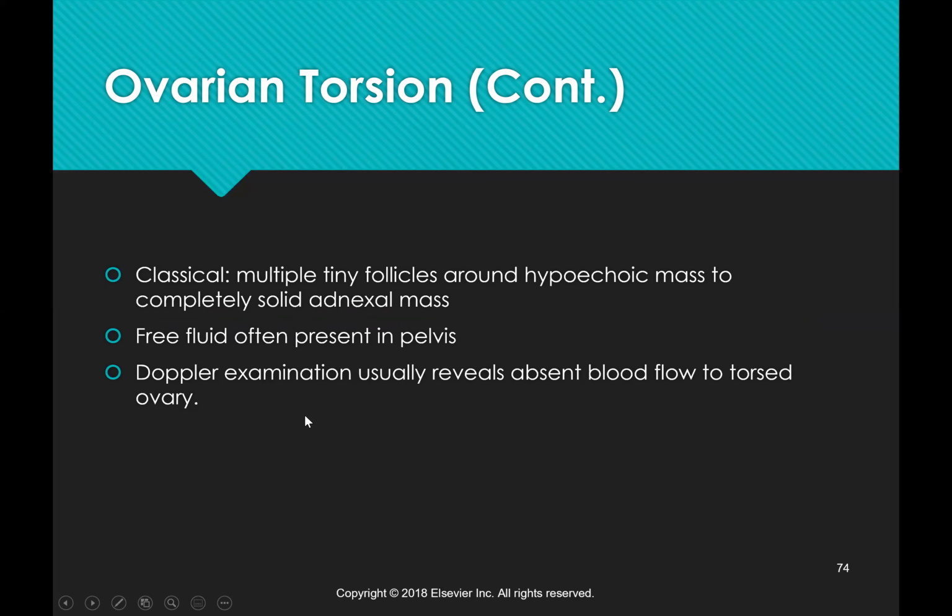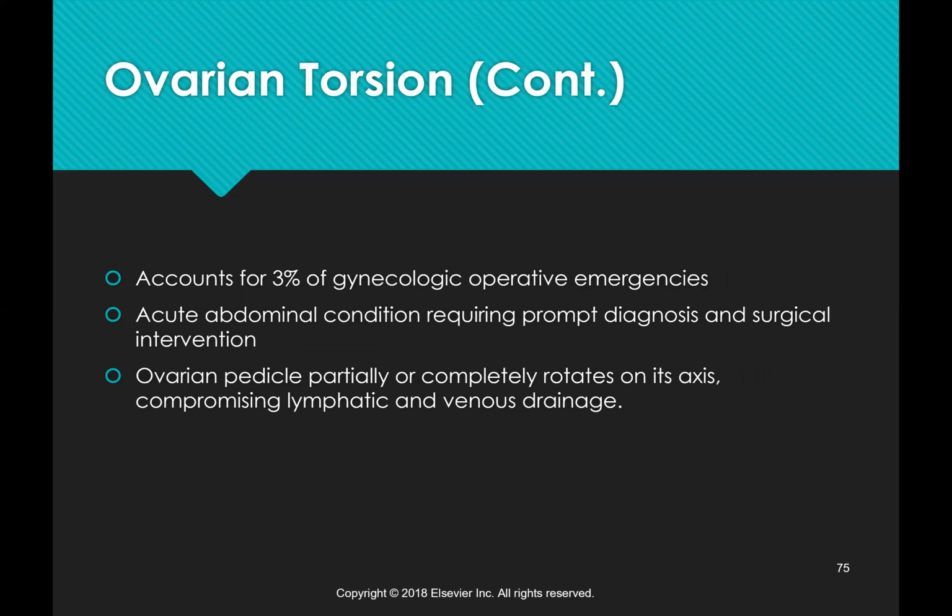because if you can remember from earlier in the lecture, the vascular flow is quite impressive within the ovary. So when you're not seeing any, that should tip you off, and a large ovary should tip you off that torsion can potentially be suspected. It accounts for 3% of the gynecological operative emergencies, an acute abdominal condition requiring prompt diagnosis and surgical intervention. So they've got to do it pretty fast. Sometimes they can't save the ovary.